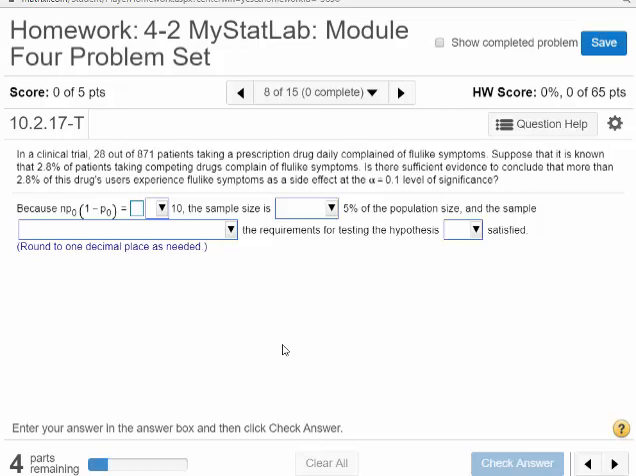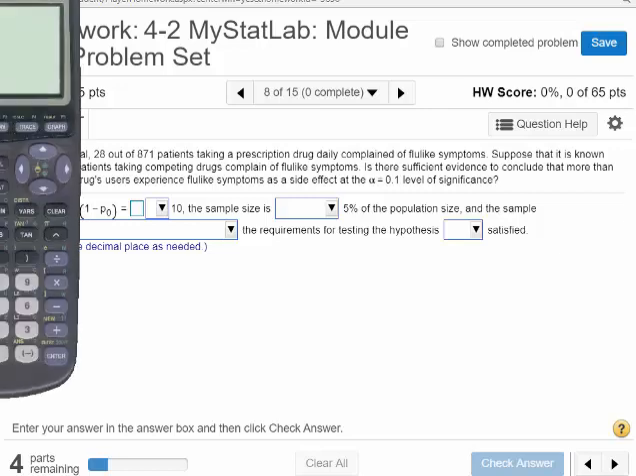First off, what it asks is for you to perform a simple number check to see if you can complete the hypothesis testing. There are specific sample size requirements. The first part is n times p sub 0 times 1 minus p sub 0. What p sub 0 represents is the believed population proportion, which is 2.8%.